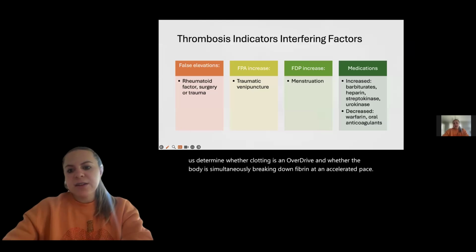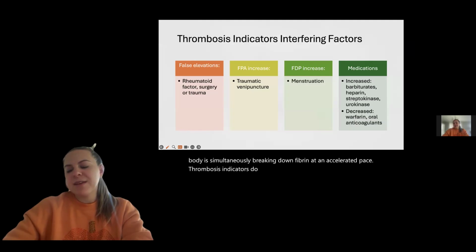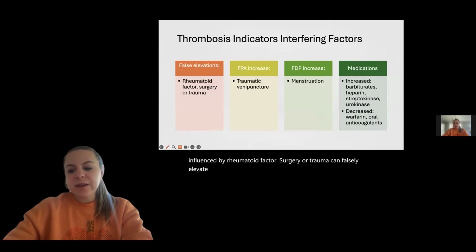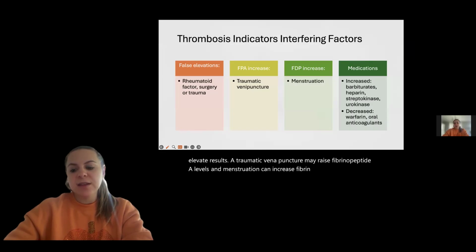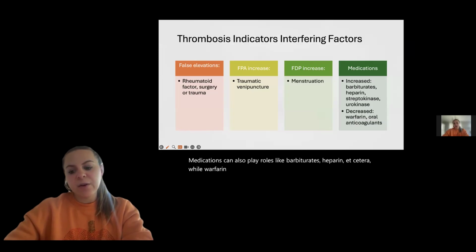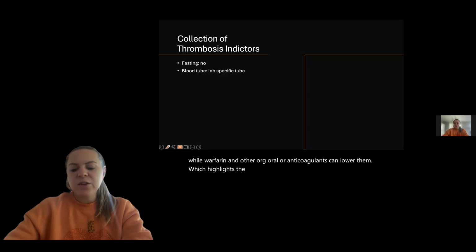Thrombosis indicators do have some external factors they can be influenced by. Rheumatoid factor, surgery, or trauma can falsely elevate results. A traumatic venipuncture may raise fibrinopeptide A levels, and menstruation can increase fibrin degradation products. Medications can also play roles, like barbiturates, heparin, etc., while warfarin and other oral anticoagulants can lower them, which highlights the importance of interpreting values in the full clinical context.